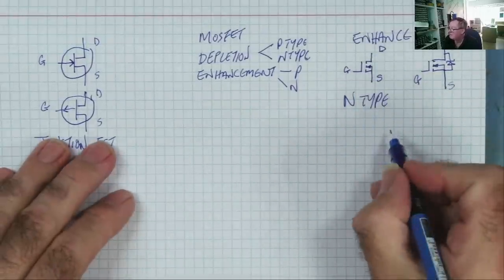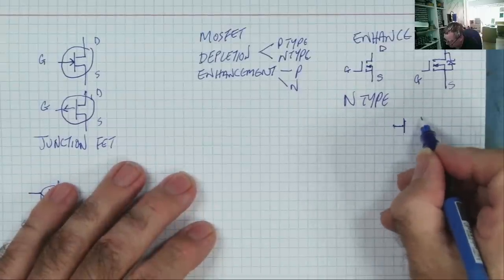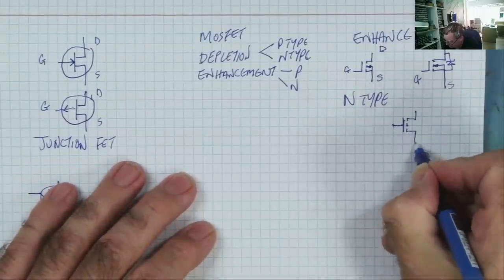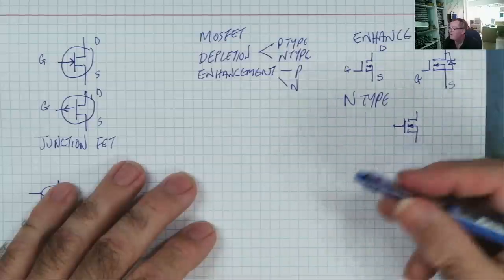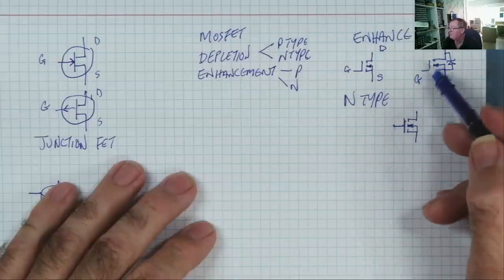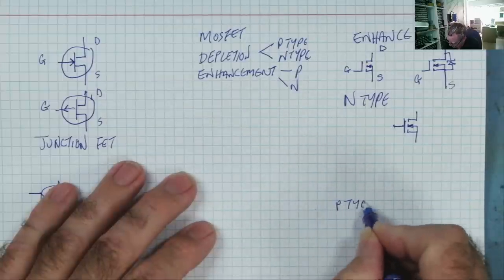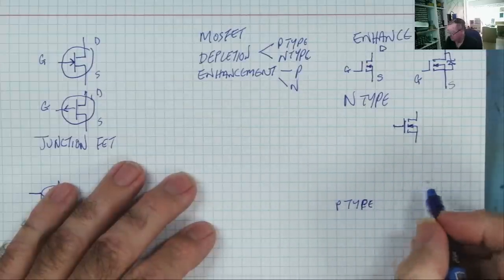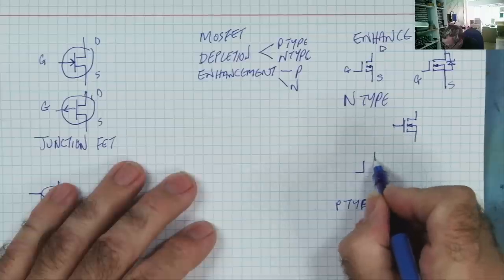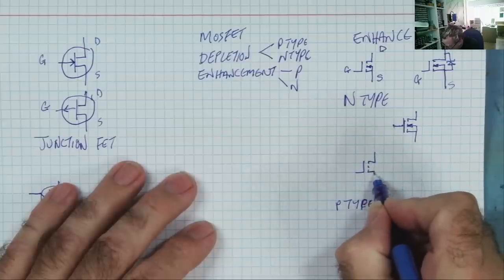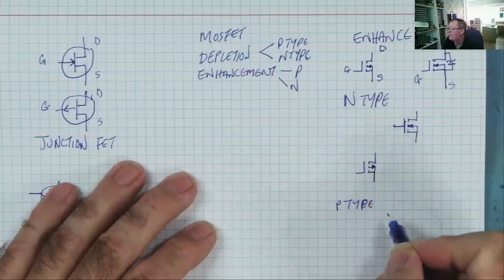You'll sometimes see the gate drawn with the line in the middle of it like so. This doesn't make any difference, it's just a different version of the symbol, basically. And there we have it. That's the N-type. The P-type are the same with the arrow reversed, but not this reversed. So with the P-type enhancement MOSFET, you will have the gate, and you have an arrow here pointing outwards to there.